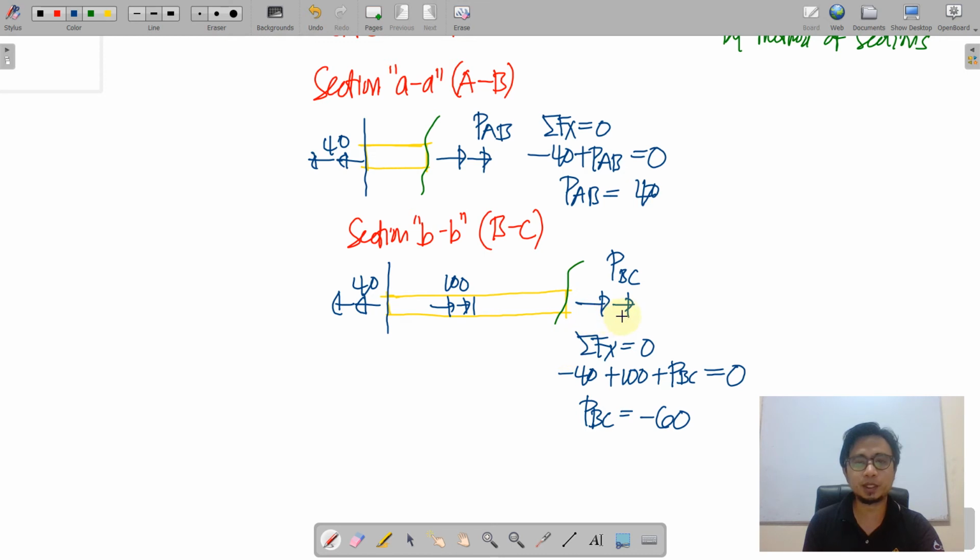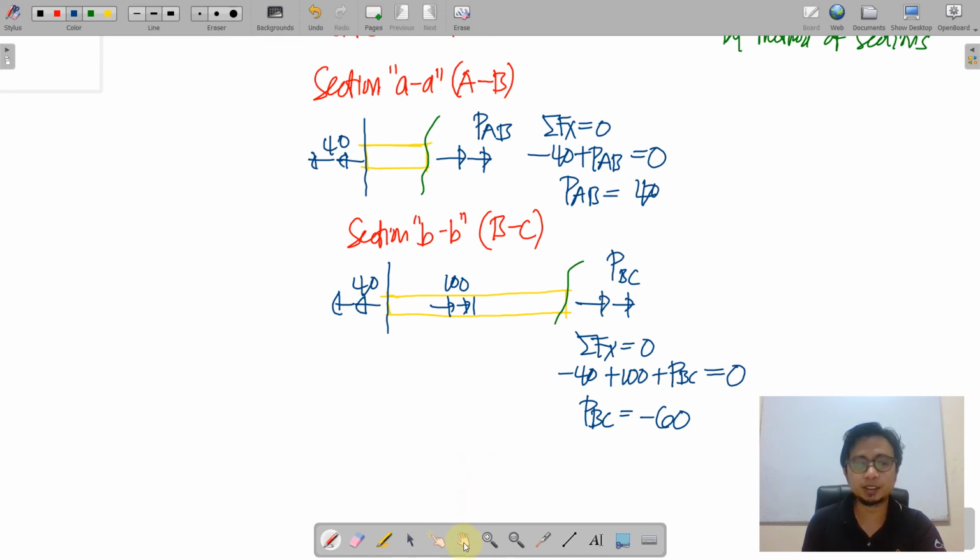So what is important is that we consistently assume rightwards. If this torsion here, like 40, is not given, and we assume it to be rightwards for the first segment, and then assume a leftward for the second segment, then we will have trouble in our equation. It will yield a mistake. So this is the approach in obtaining the torsion for each segment.